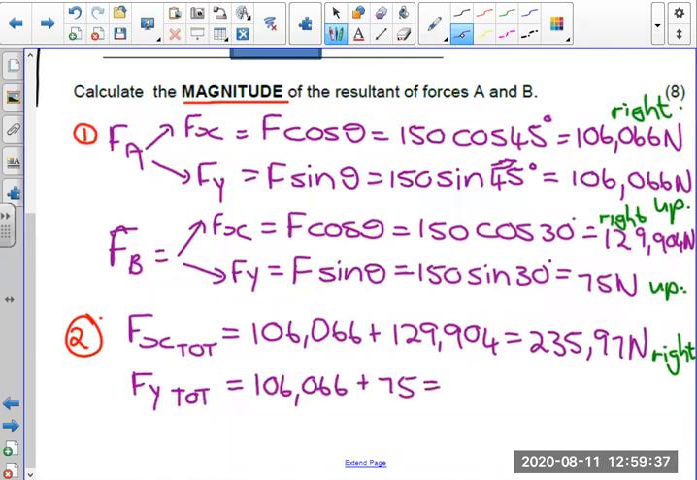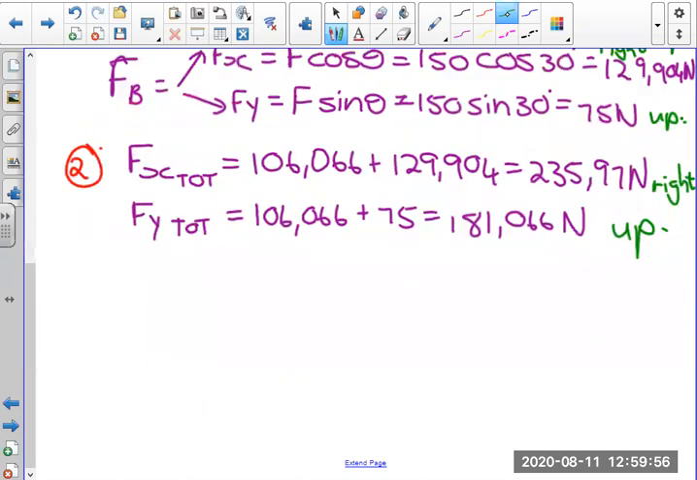So the total that I get for this two when I add it up is 181,066 newtons, and that would be upwards. Okay, that was step 2 where I add all the x's and all the y's. Step 3, you have to remember, is to draw the x and y axis. So it's to the right and upwards.